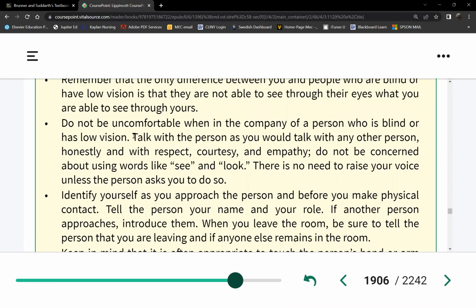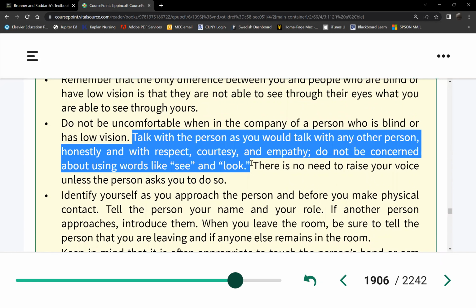Why do you think the author has to say this? Because what do we tend to do when someone has an impairment? How do we treat them? Do we treat them the same as other people? No, we treat them differently, right? This is something we should really keep in mind: they're not stupid. They don't have dementia. They just can't see.